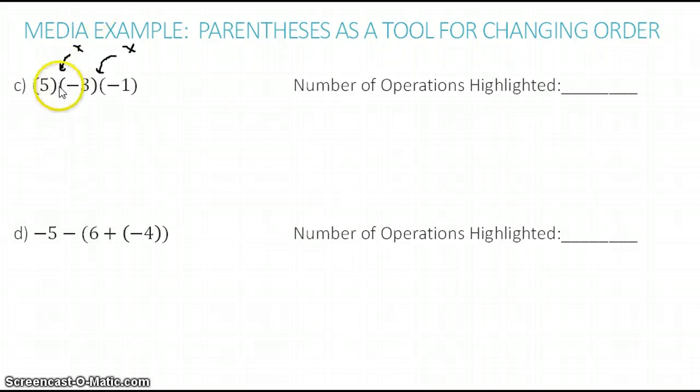So I'm going to put a line here and here to represent multiplication. So there's two operations to be performed. Okay. And they're both multiplication, so we're going to work from left to right. So 5 times -3 is -15. And we have times -1.